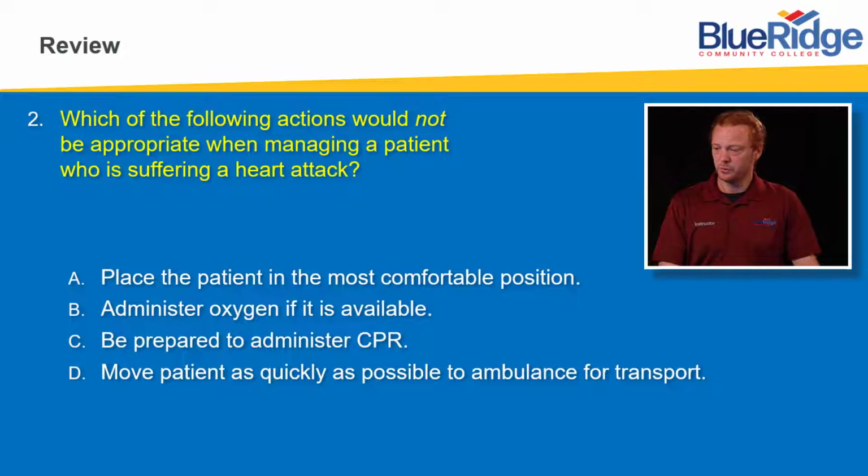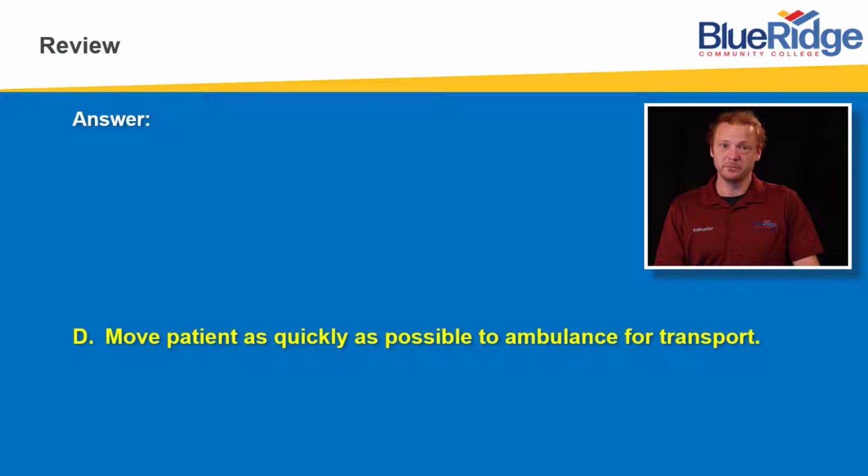Number 2, which of the following actions would not be appropriate when managing a patient who is suffering a heart attack? A, place the patient in the most comfortable position; B, administer oxygen if it is available; C, be prepared to administer CPR; or D, move the patient as quickly as possible to the ambulance for transport? They are, after all, suffering a heart attack. The answer, of course, is D. We do not want to move the patient as quickly as possible to the ambulance for transport.